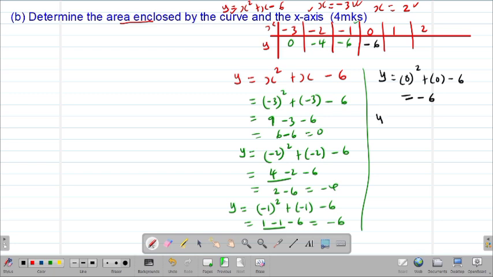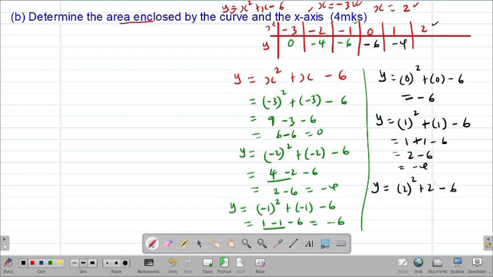Then when x is 1, y will be equal to 1 squared plus 1, then minus 6, which will be 1 plus 1 minus 6, which is 2 minus 6, which will give me negative 4. So this is negative 4. Then I substitute when x is 2. So y will be equal to 2 squared, then of course plus 2, then minus 6. So 2 squared is 4, then plus 2, then minus 6. Of course, this will give me 6 minus 6, which will give me 0.